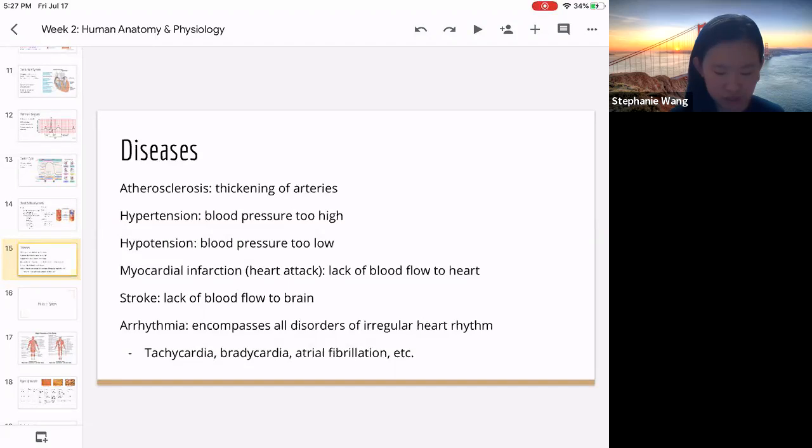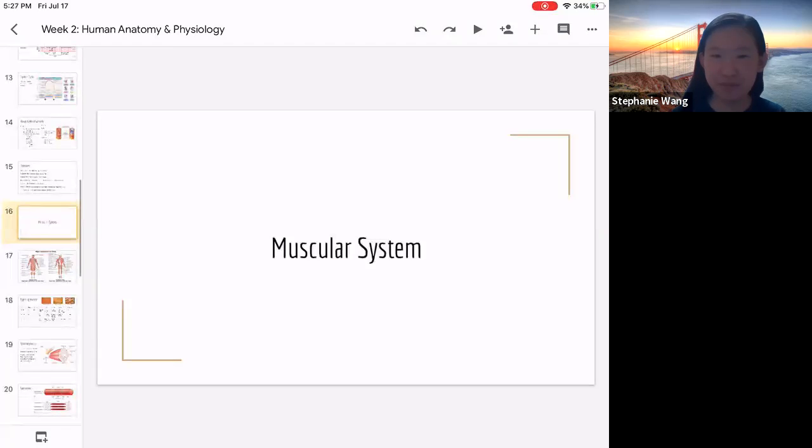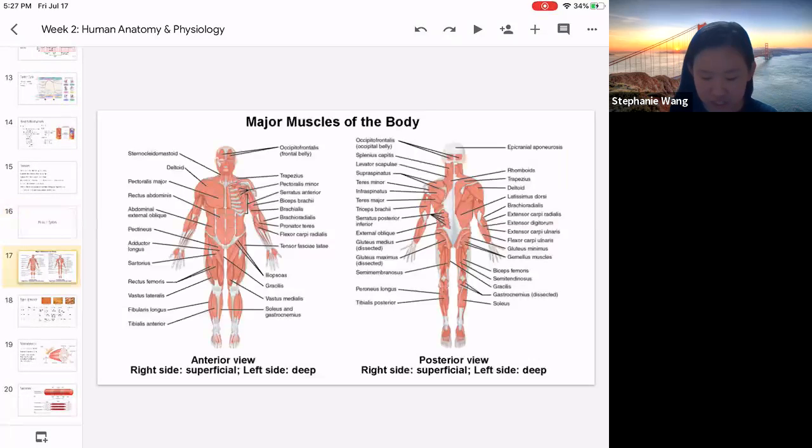Okay, muscular system. Now we're going to move on. I think we're kind of low on time, so I'm going to have to talk about the muscular system a little bit faster. But thankfully, the muscular system and integumentary system have nowhere near the amount of information that the cardiovascular system has. Here are just some pictures of the muscles of the body.